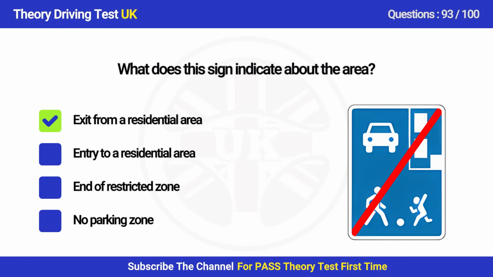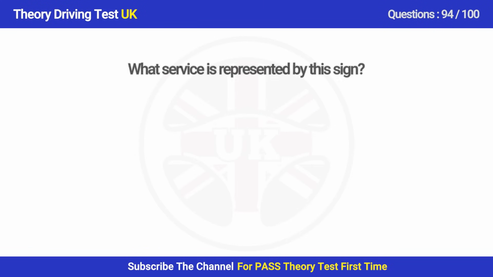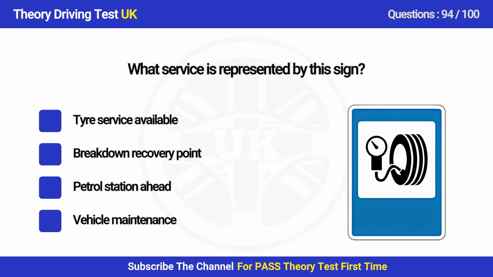Answers is A. Exit from a residential area. This sign marks the end of a residential area or living zone. The special rules, e.g. lower speed limits, that applied within the residential area no longer apply, and normal road rules and speed limits resume. Maintain awareness for remaining hazards. Question 94. What service is represented by this sign?